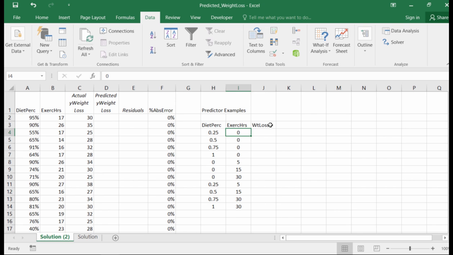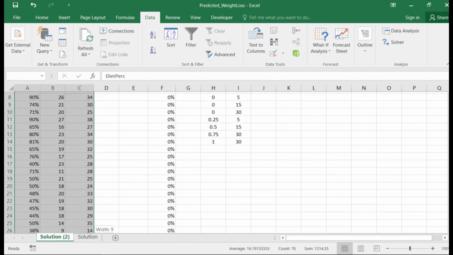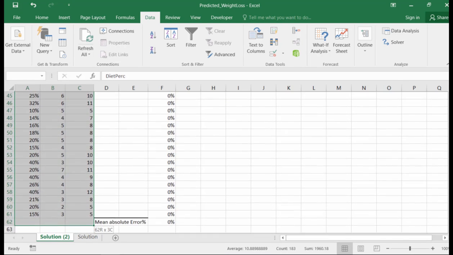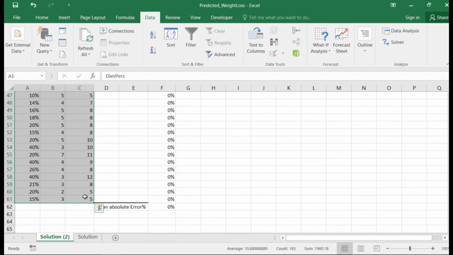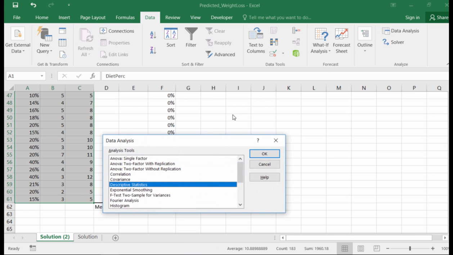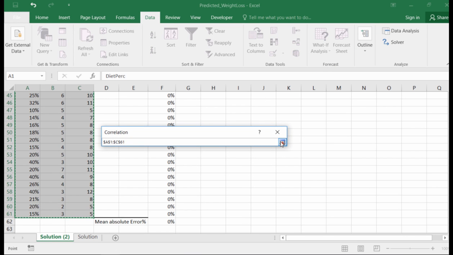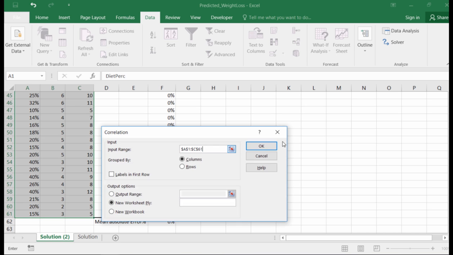So usually when we're doing something like this, it's a good idea to first look and see what the correlations are between these data, because if there's a linear relationship between these data, it's usually a pretty good indication that we're going to be able to make a prediction. So we'll go into our data analysis and we'll run a correlation on these to be able to determine how well this information is correlated. And so we'll do that.